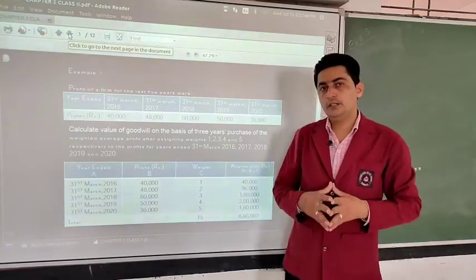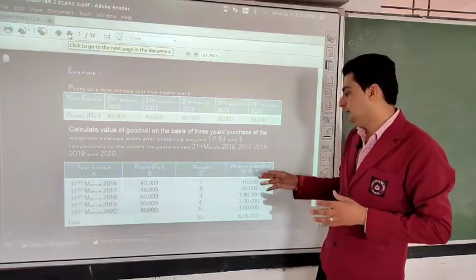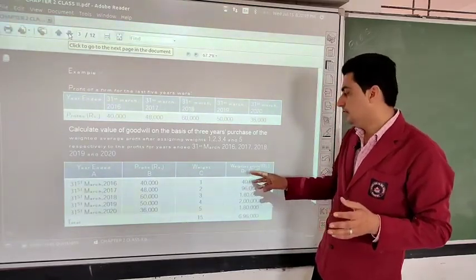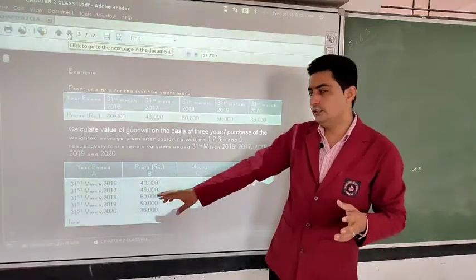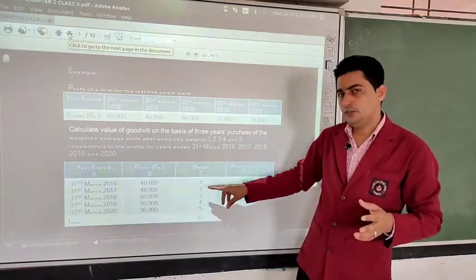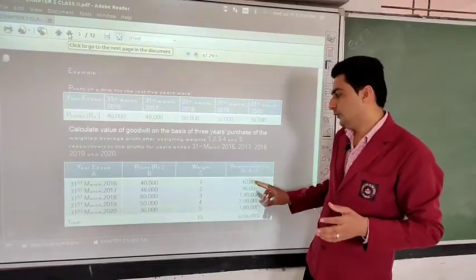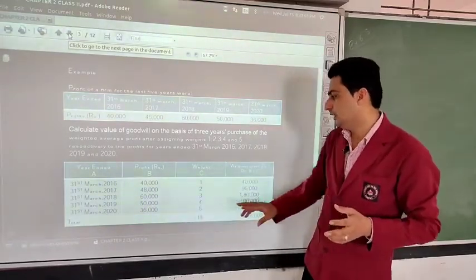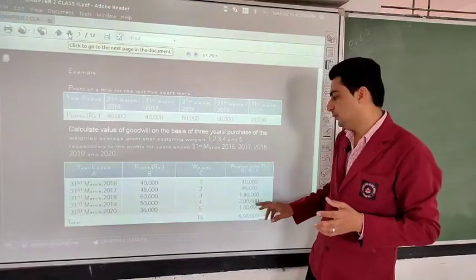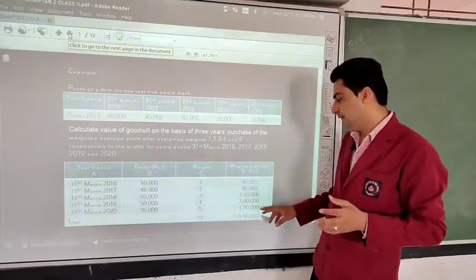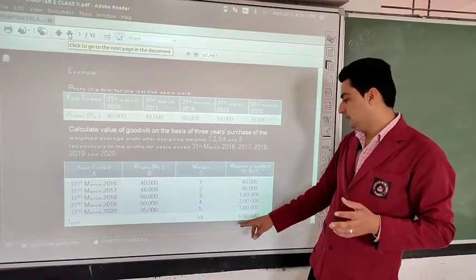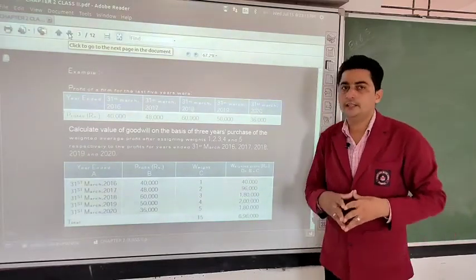Now after calculating total weightage, you have to calculate weighted profit. And what is the formula of weighted profit? D is equal to B into C. B into C means profit into weightage. So 40,000 into 1, 40,000; 48,000 into 2, 96,000; 60,000 into 3, 1,80,000; 50,000 into 4, 2 lakh; 36,000 into 5, 1,80,000. Now you will calculate total weightage profit. Total weightage profit is 6,96,000.